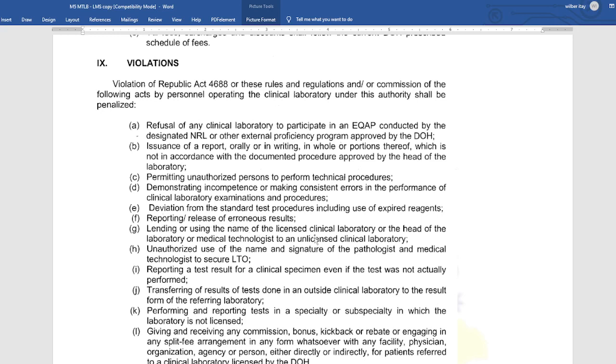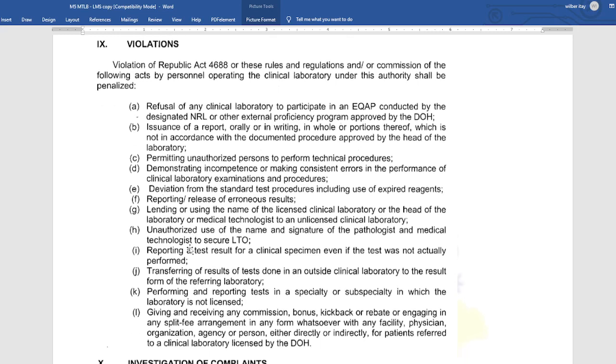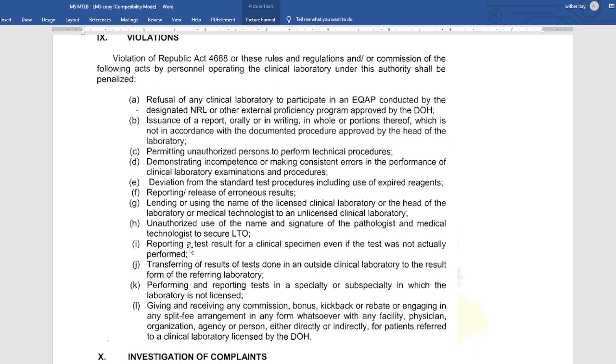Lending or using the name of the licensed clinical laboratory or the head, okay, to an unlicensed clinical laboratory, bawal yun. Like for example, si clinical laboratory A, they were able to secure a license to operate. Si clinical laboratory B, hindi siya nakapag-secure. So, ipapahiram sa B, bawal yun. Unauthorized use of the name and signature of pathologist to secure the LTO. So, this must be clarified to the medtech or to the pathologist that their signatures are needed or will be used for the application.